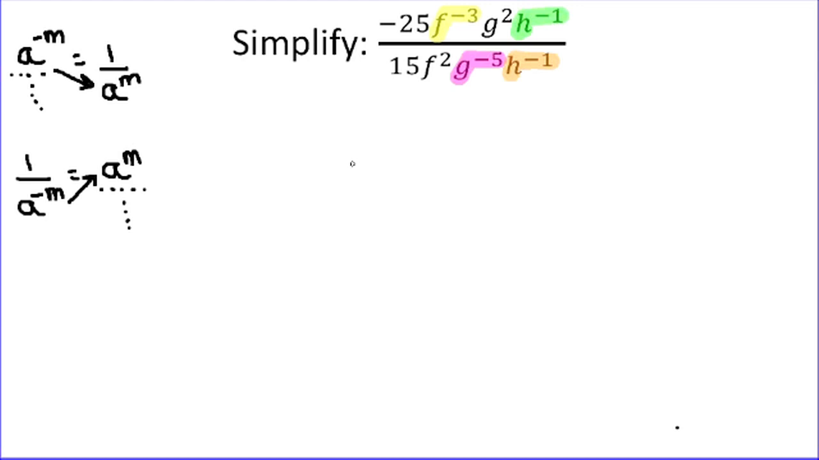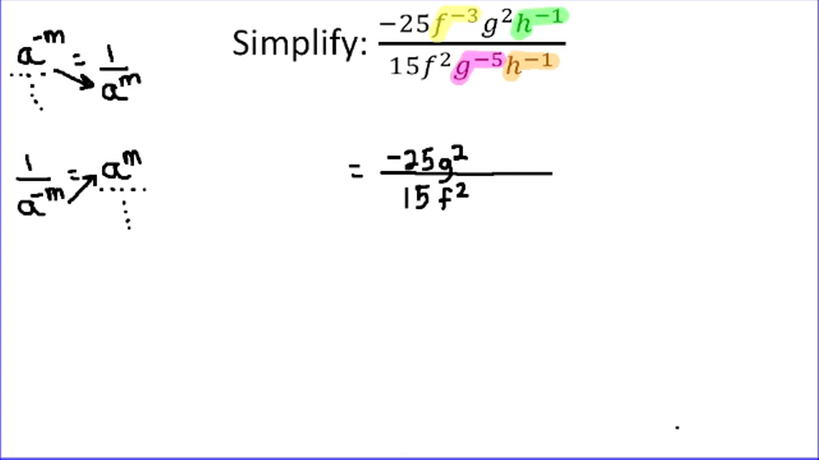So let's actually write this all out. What I'm going to do first of all is just rewrite the factors that stay in the same spot, and then I'm going to write the factors that have moved. So negative 25 stays in the numerator, and so does g squared. 15 stays in the denominator, and so does f squared.